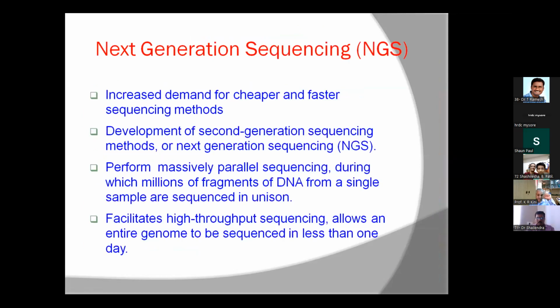So then next generation sequencing came up because of the increased demand for cheaper and faster sequencing methods. The main basic idea here is that these perform massively parallel sequencing, that is, large scale and in parallel, multiple times, during which millions of fragments of DNA from a single sample are sequenced in unison, at the same time, multiple times. So there is very high throughput, and the entire genome can theoretically be sequenced in less than a day.